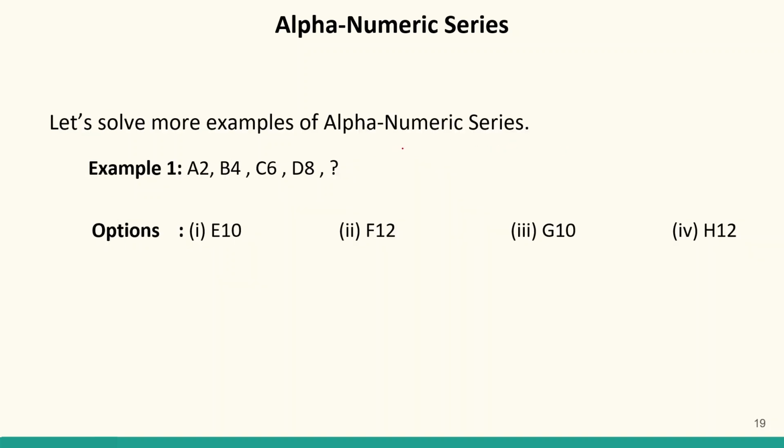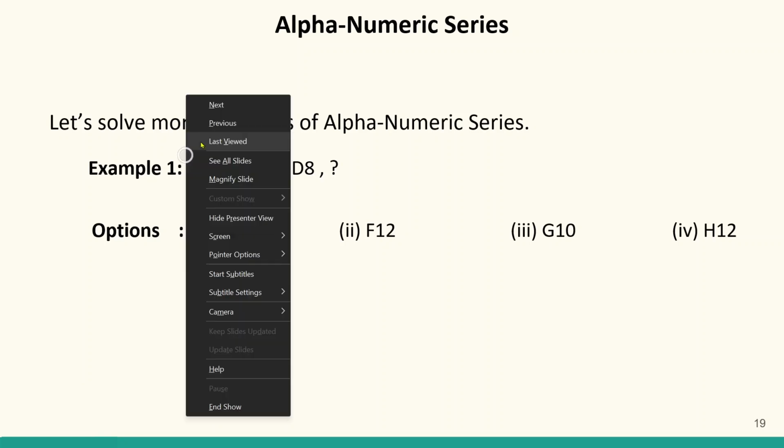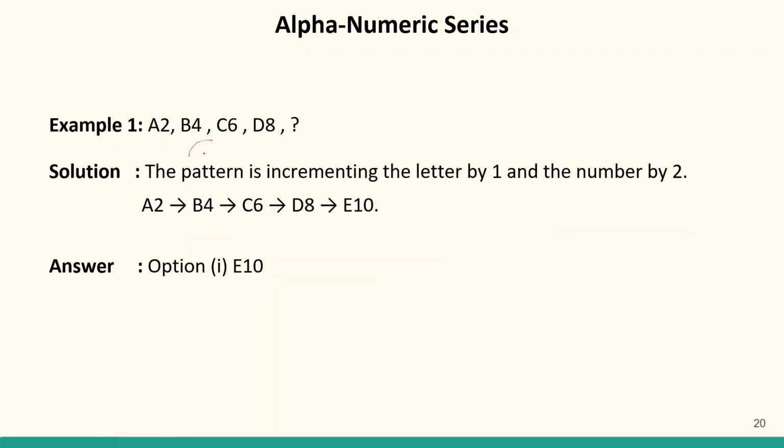Now let us see some more examples to get a better understanding of alphanumeric series. Example 1. So in this example, we have to find the relation between the letters and then the relation between the numbers. So in letters, I can see there's an increment.